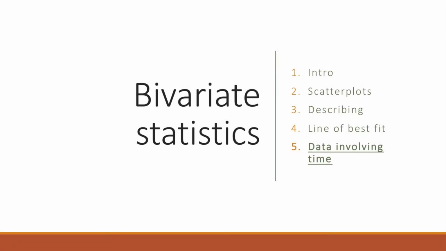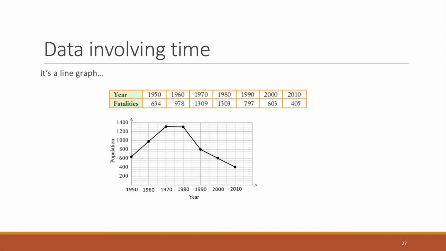Next one, data involving time. Data involving time is pretty much a line graph. The main difference is the independent variable is time, might be in years, hours, minutes, whatever. Main difference being you can't have 2 values on the same independent variable. So previously when we did height, you could have 2 people with the same height that had different weights. Here you can't have 2 different fatalities in the same year. So there's only going to be one per variable. So line graph, so you have to join up the dots, and that's pretty much it.